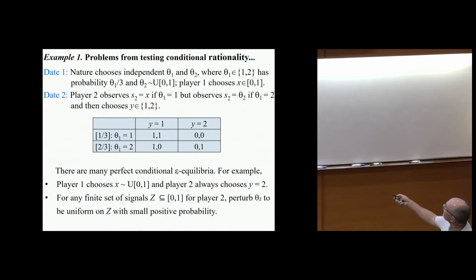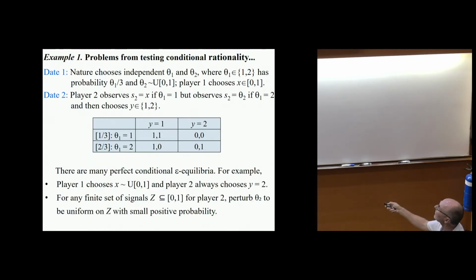For any finite set of signals, for player 2, you could just perturb nature to be uniform on that finite set of signals. So when you see that set of signals, you think actually it was theta 2, and so you choose y equals 2. Okay? So that's one way to rationalize this particular equilibrium that seemed okay. But you could perturb also player 1 and make the beliefs 50-50, whatever you want.